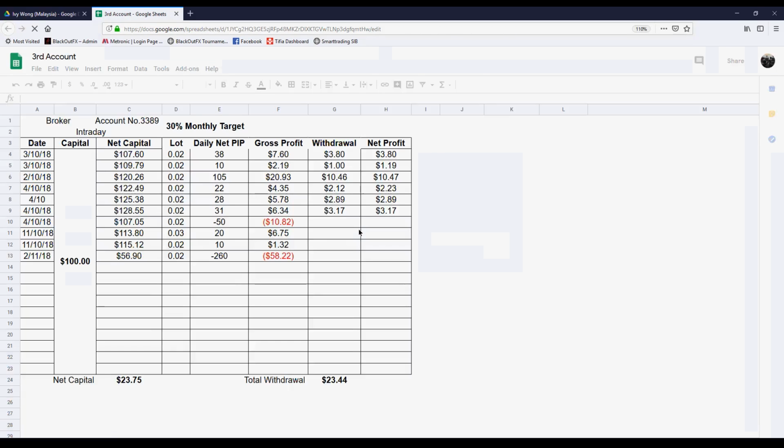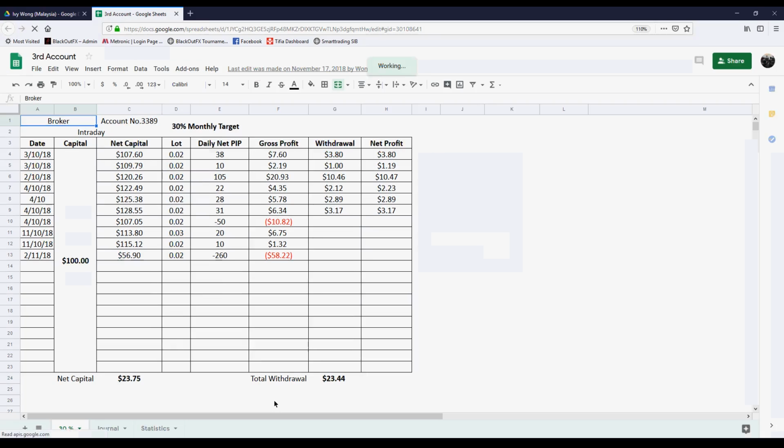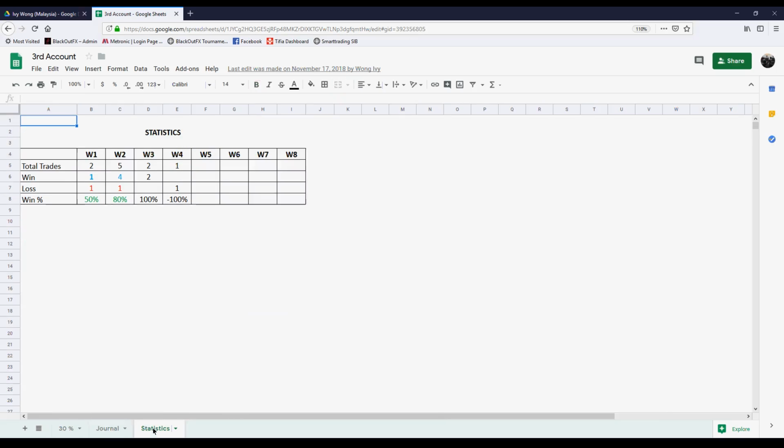Then after that, she opened another account and did the same thing. This time she opened a $100 account. She didn't really do well. She only managed about 40%. However, when you look at it, she's only trying to grow it by 30%, and she's still above her target.